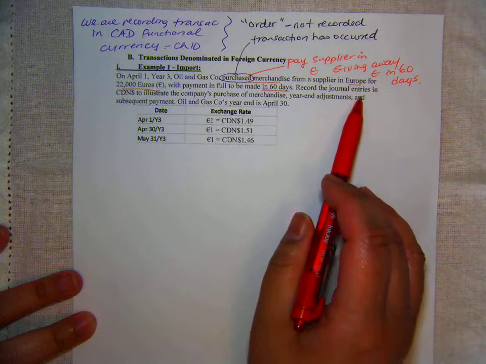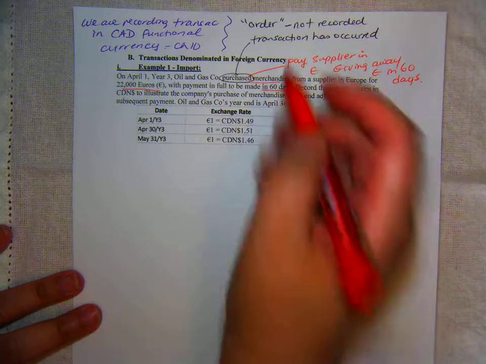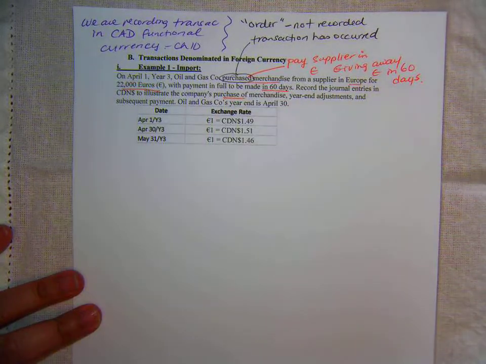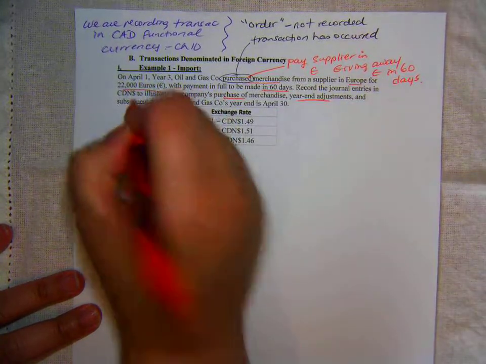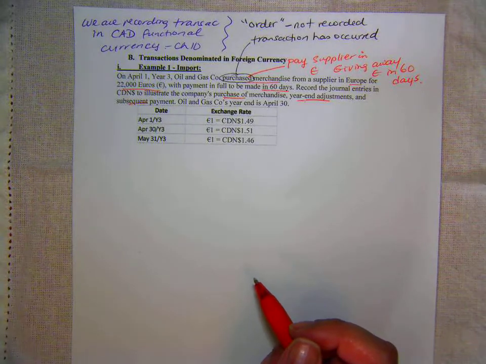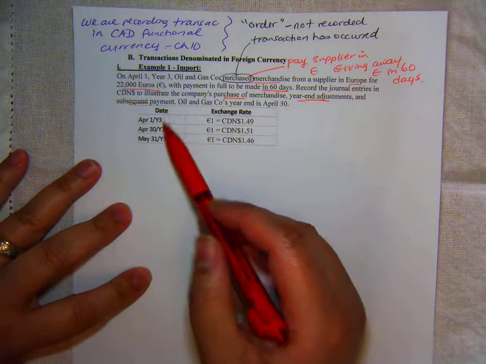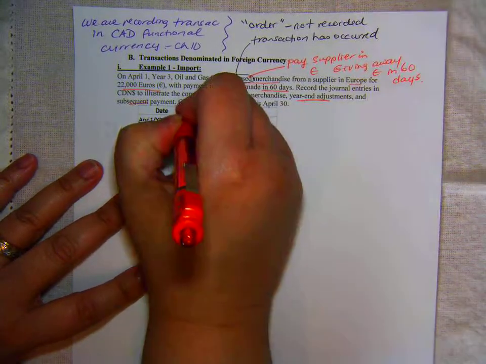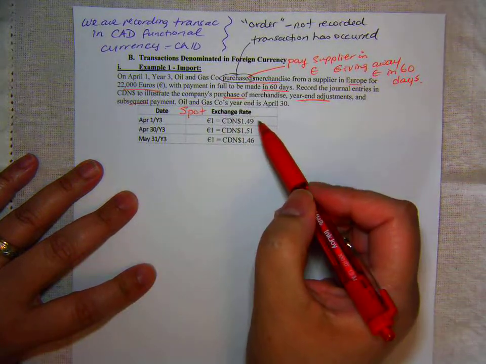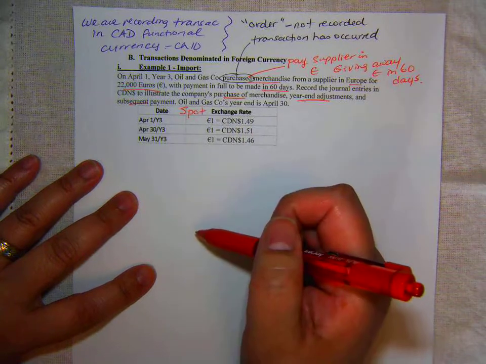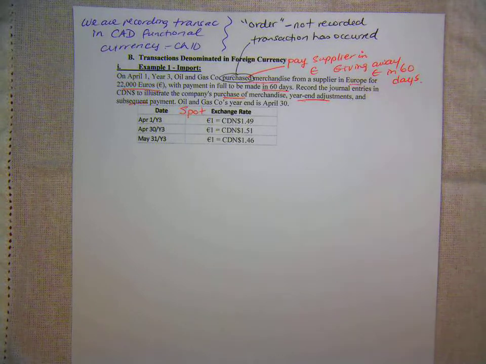So we need the journal entries in Canadian dollars because that's our functional currency. To illustrate the company's purchase of merchandise, remember I said there were 3 dates. So that's the first one, the year-end adjustments, the second one, and the subsequent payment. And the year-end is April 30th. What we've given you is dates, and we've given you the exchange, so that's the spot rate. Remember we said a spot was just the rate on a certain day. So let's go ahead and start putting our entries together and see how we do.